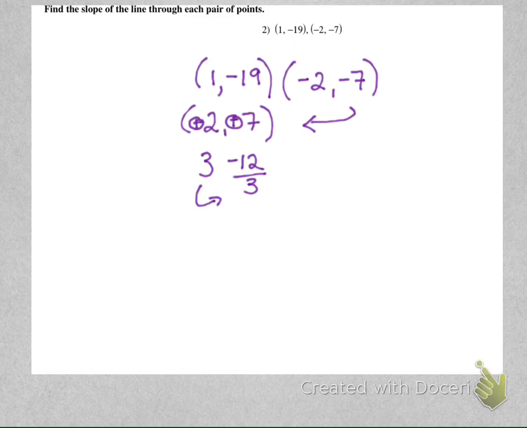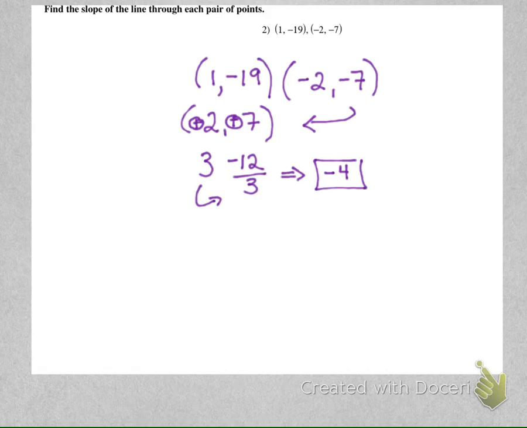Now that can be simplified. The other one we did couldn't. The 1/26 can't be simplified any better than that as a fraction. But 12/3 is actually equal to 4. So we would find the slope to be a -4. Final answer. The slope that connects those 2 points is a -4.